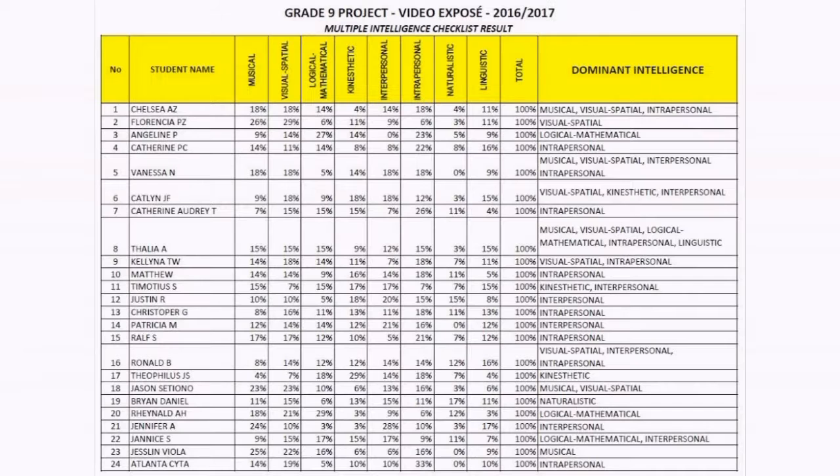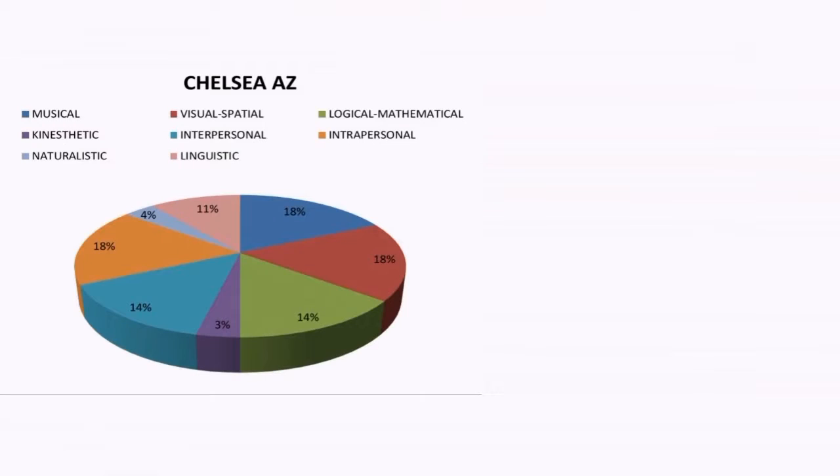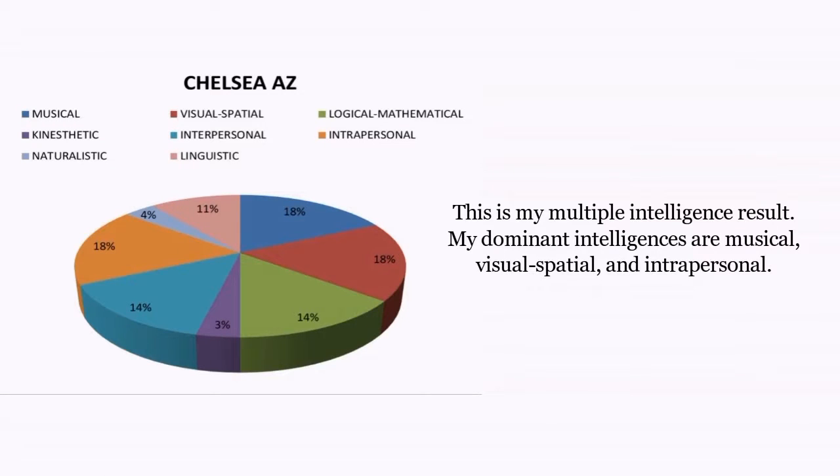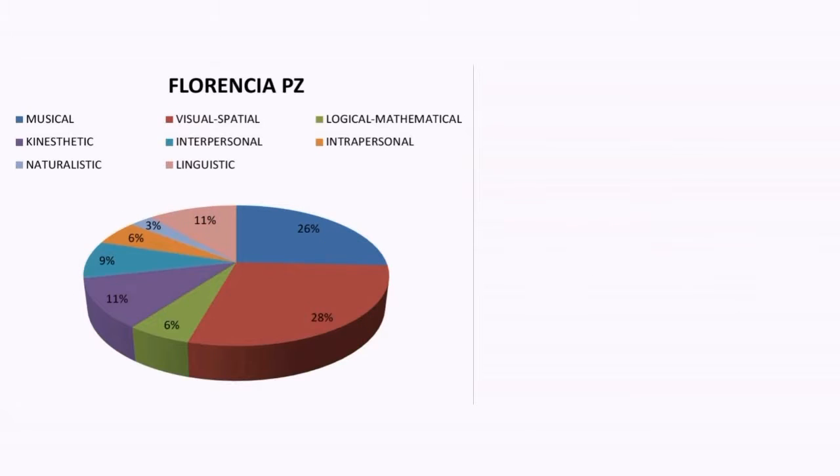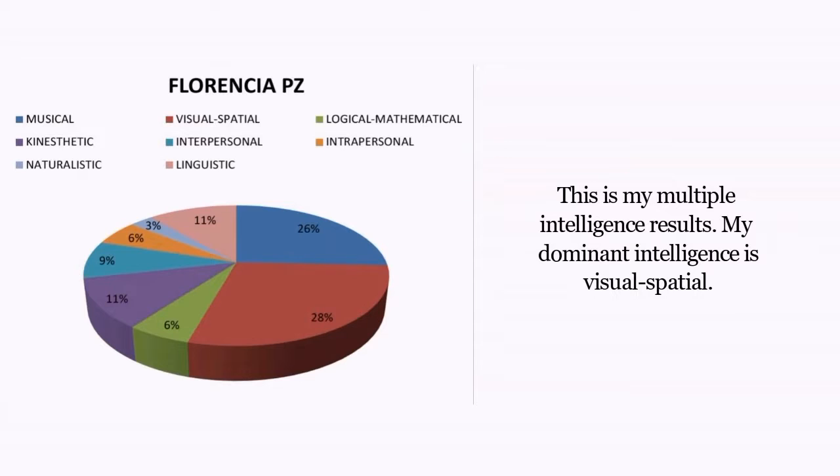This is the multiple intelligence checklist result. This is my multiple intelligence result. My dominant intelligences are musical, visual spatial, and intrapersonal. This is my multiple intelligence result. My dominant intelligence is visual spatial.